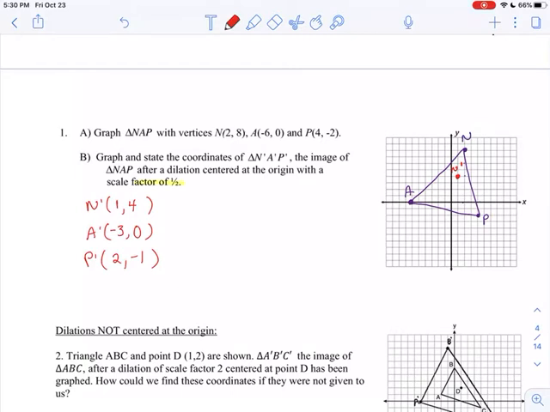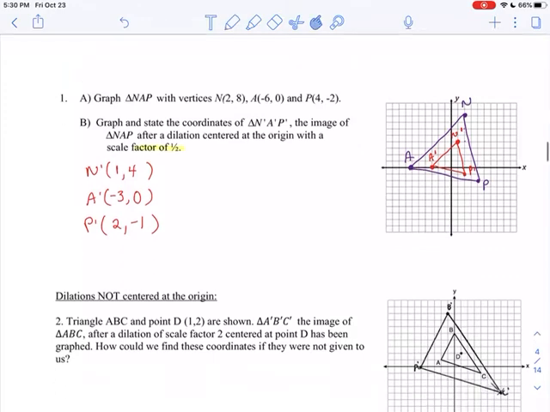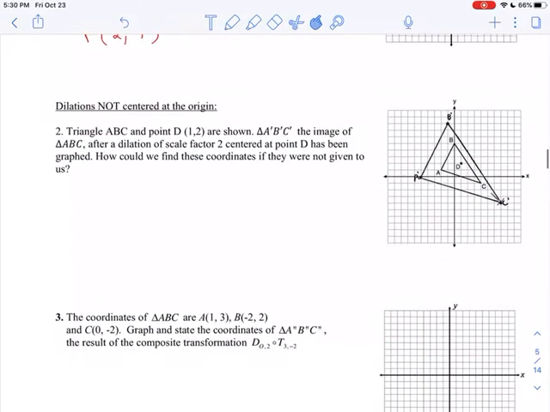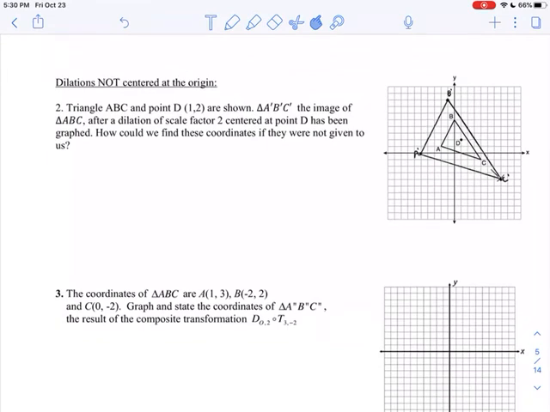I'm going to plot these points. Now I multiplied by 1/2, so this should be getting smaller, reducing in size. It's getting closer to that point, that center of dilation. And there is my image right there. All right.